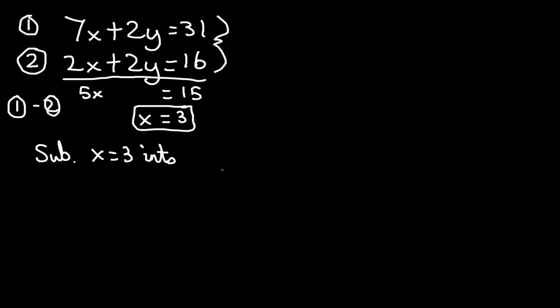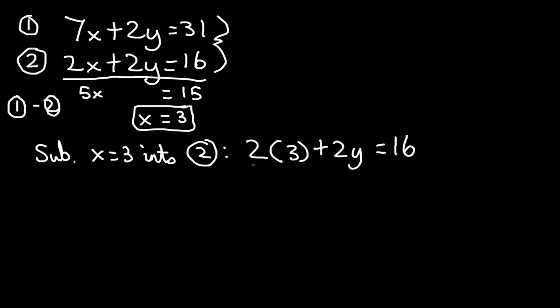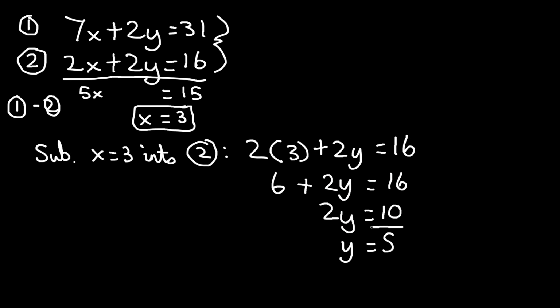Let's substitute it into equation 2. So we have 2 times x, which is equal to 3. 2 times 3 plus 2y equals 16. Expanding these brackets, 6 plus 2y is equal to 16. Subtracting 6 from each side, 2y equals 10. So y is equal to 5. And so we have solved for x and y in each of these equations.